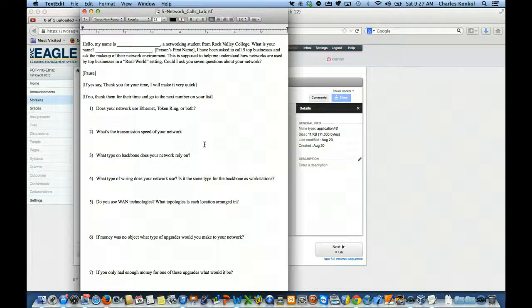Before you go into that spiel, after you find out the person's name, you want to ask, before you start with it, "I have been asked to call 5 top businesses." Usually the person answering the phone is not the IT person. So you want to ask for the IT director. If they don't have an IT director, just say the person that's over your computer systems. That should get you the right person.